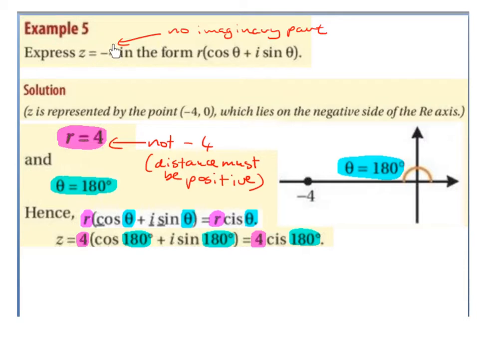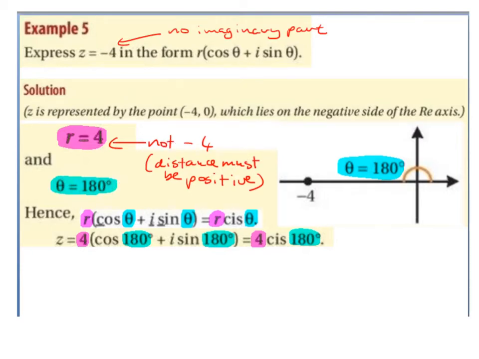Express z equals minus 4 in the form r cos theta plus i sine theta. Notice there's no imaginary part. z is represented by the point minus 4, 0, which lies on the negative side of the real axis. So this is the real axis, this is the imaginary axis, this is minus 4. So this is z. It lies on the negative part of the real axis. So r is just going to be 4. The distance from the origin to the complex number z is 4 units. So it's not minus 4 because distance must be positive.